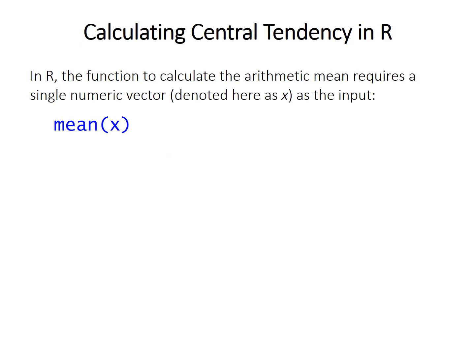So in R, it's very easy to calculate a central tendency because there are built-in functions to do specifically this. You'll need a group of numbers, which is called a numeric vector in R, as the input, and I'm going to denote that here as x. I'll just use x as our string of numbers. The function to calculate the mean is, perhaps not surprisingly, called mean. The output will be displayed to the screen, or it can be assigned to a variable. So you just do mean(x), and that will calculate the mean of that numeric vector x.